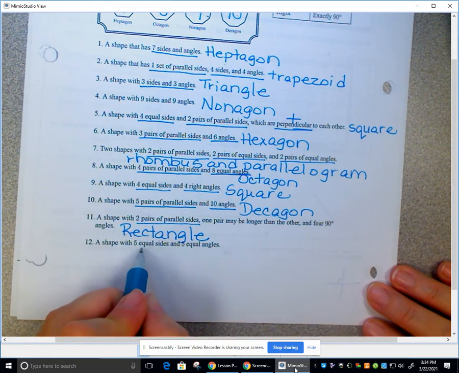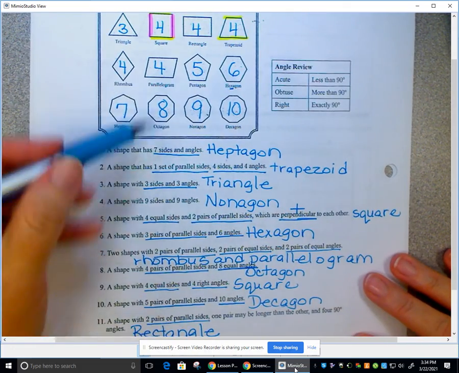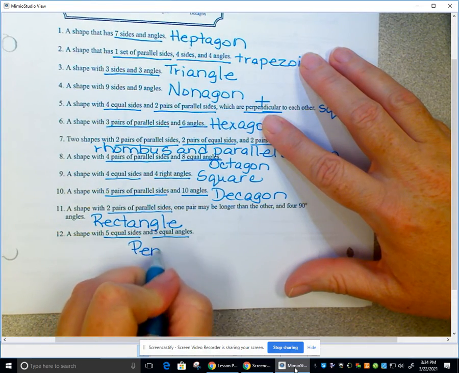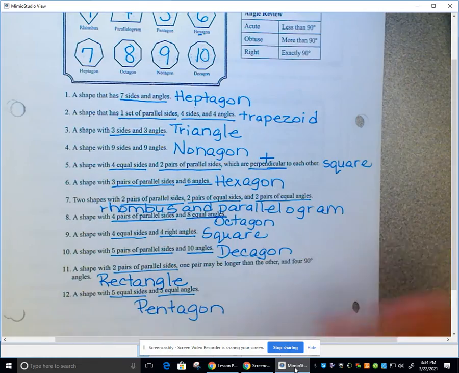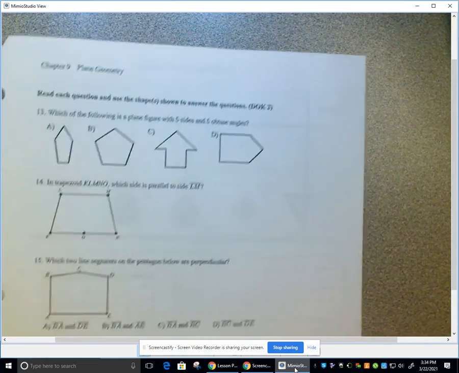And then a shape with 5 equal sides, 5 equal angles. That is a pentagon. Okay? Let's turn over.